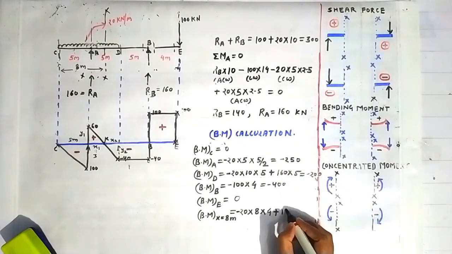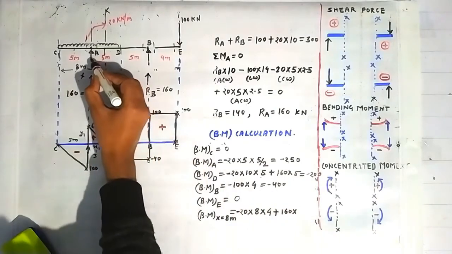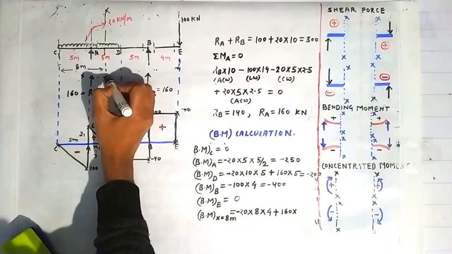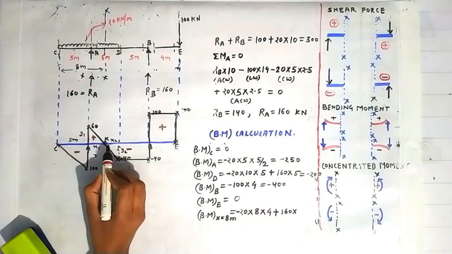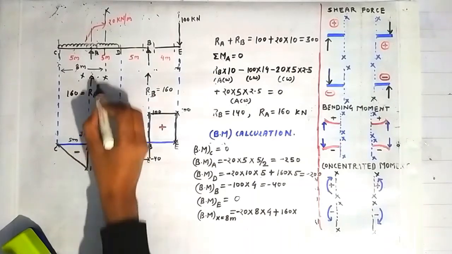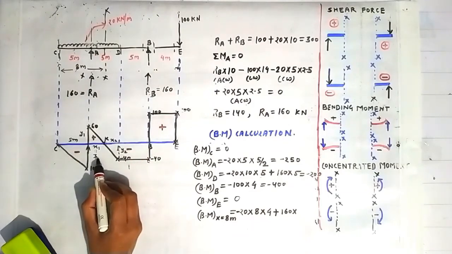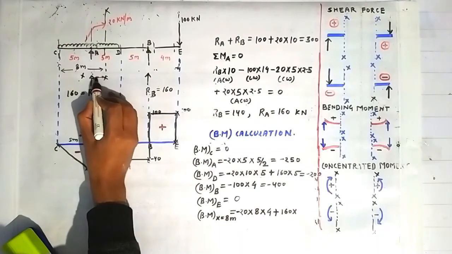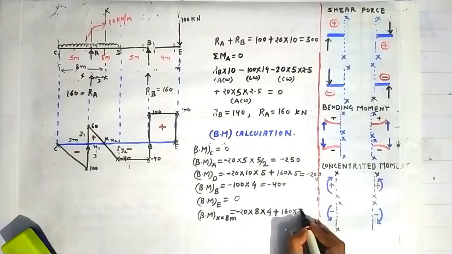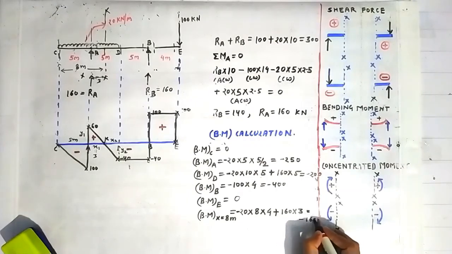The magnitude of RA is equal to 160, into the distance between this RA and this section XX. How much is this? This is 3, because the distance between the point A and the point K, at which this section XX is lying, is 3. We have already calculated. So the distance between RA and the section XX is 3. Multiplying it with 3, we get the maximum value of the bending moment. You can calculate yourself, I will get minus 160.